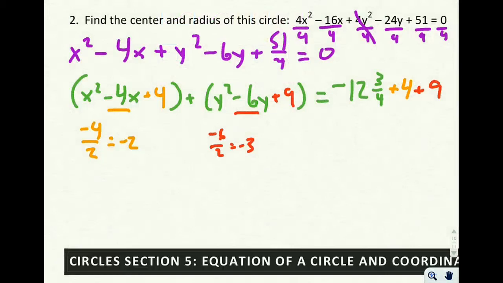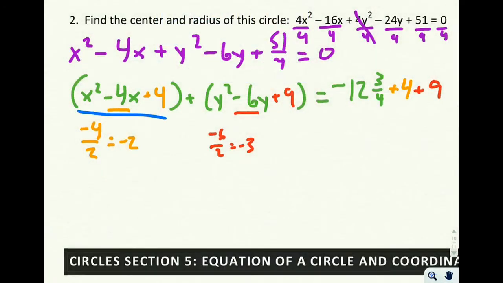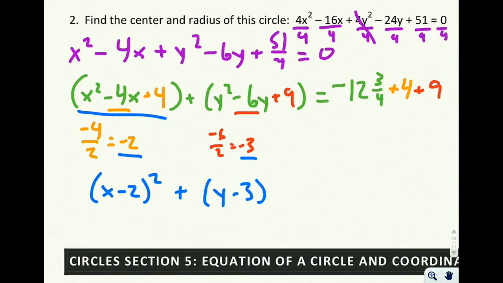So now our end product that we have is x's come to x plus the number we cut in half, x minus 2 squared. Y's, same thing, we have negative 3, so y minus 3 squared. And all of that's going to equal, we see here 4 plus 9 is 13. 13 minus 12 and 3/4 is going to leave us with just a tiny little bit, only 1/4. So one more fourth added to 12 and 3/4, we would be all the way up to 13. So all of this equals 1/4.